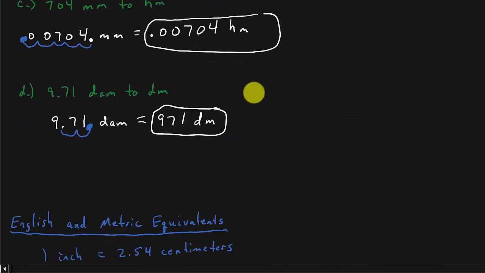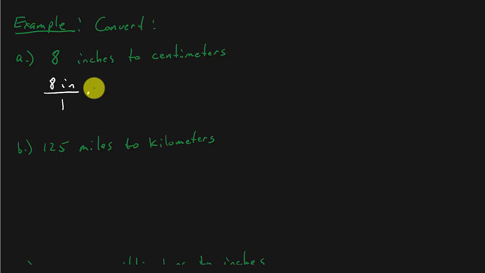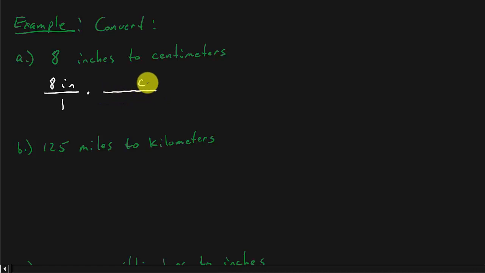Okay, so let's go ahead and do this. I want to do 8 inches to centimeters. It's the same thing we just did. So that's 8 inches, and I'm going to put it over 1, and then I've got to multiply. We're going to centimeters, right? So that means I want centimeters on top in the numerator, and I want inches in the denominator. So just draw your line. This is centimeters up here, and I need inches down here.